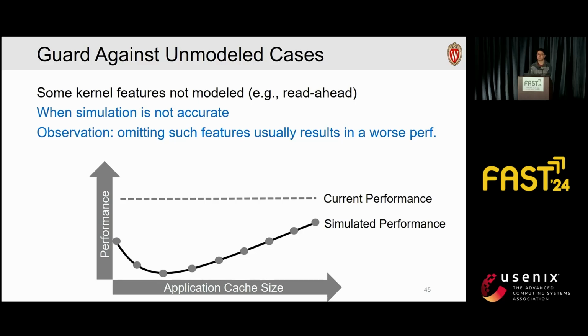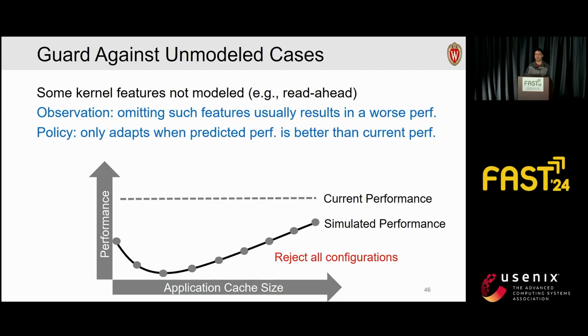Now, what happens if the simulation is not accurate? We have an observation that omitting kernel features in simulation tends to make the simulated performance worse. As shown in the graph, all the simulated performance are worse than the current performance.